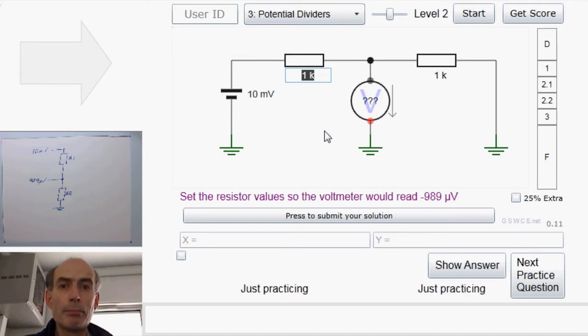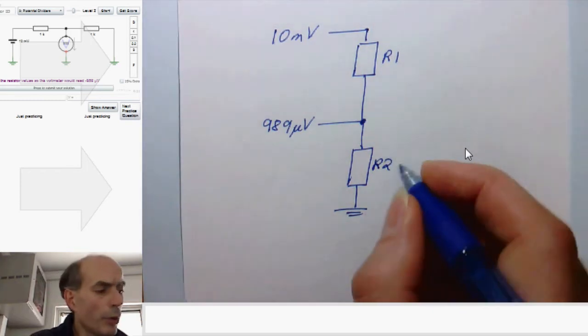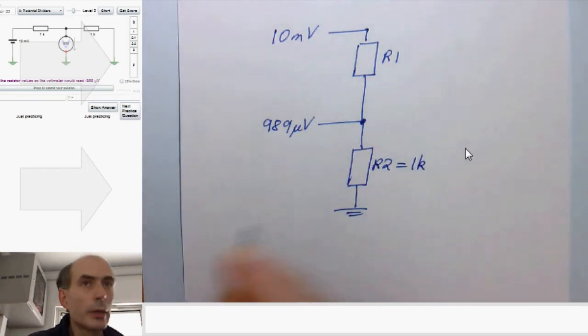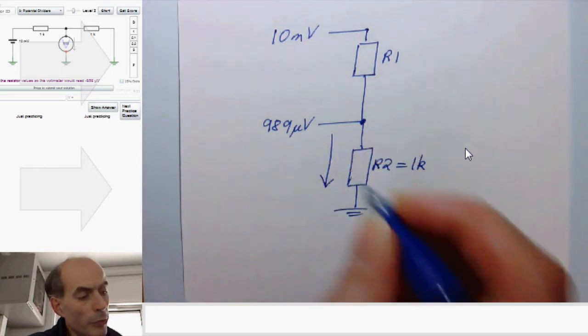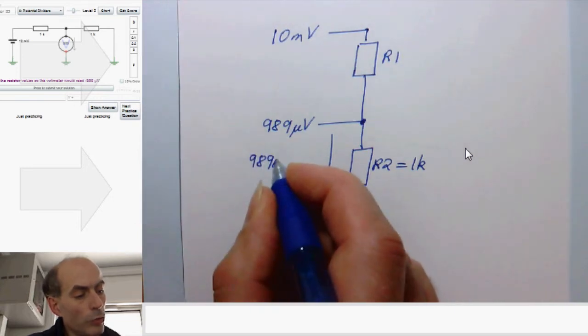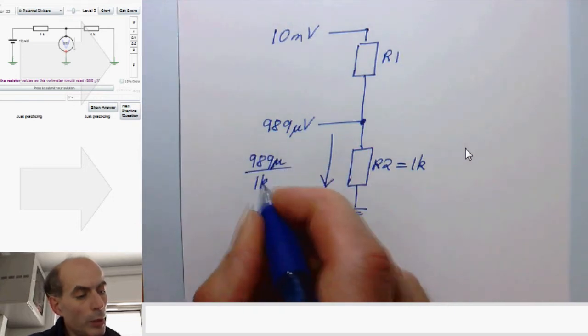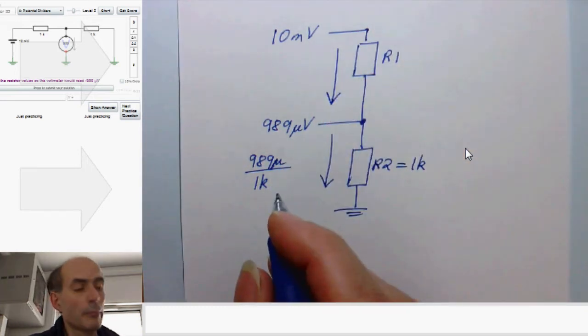So to save time, I could just leave one of these resistors with the value that it's got and calculate the other one. Let's have a look. If I leave this one, R2, as being 1K, then I can work out the current flowing down through here, and that would just be 989 microvolts divided by 1K. And that must be the same as the current flowing down through here.